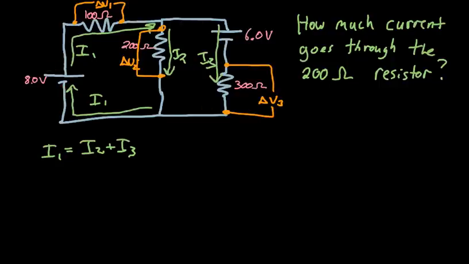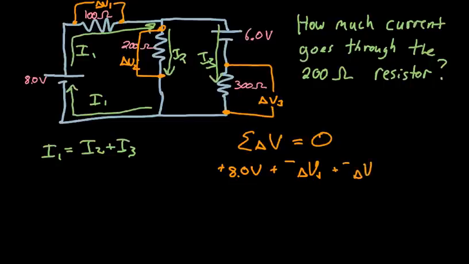So let's write out loop rule equations for those then. The loop rule equation just says that the total change in V has to equal 0 for any loop. So for that first loop I described, let's start just before our battery. So first thing we hit is the battery, and that takes us up by 8.0 volts. And then we're going to go through that 100 ohm resistor, and that's going to take us down by some amount that we call delta V1. And then we go through that 200 ohm resistor, and that'll take us down by some amount that we call delta V2.